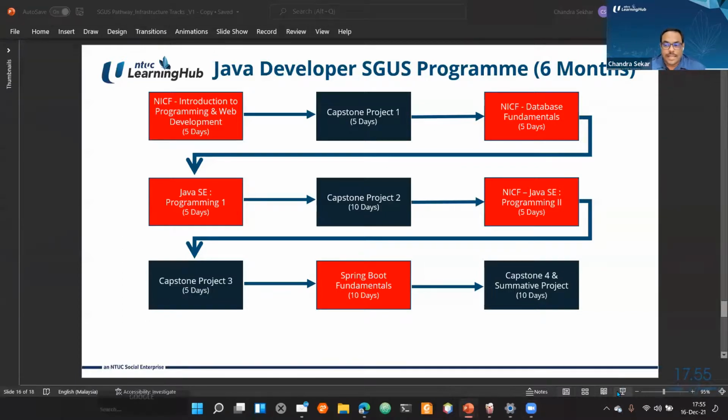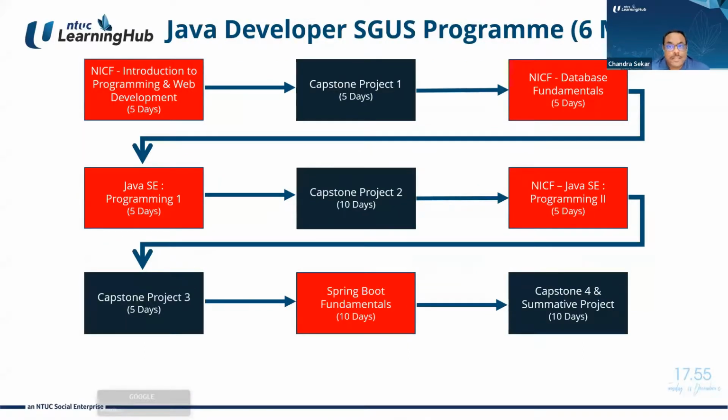As already mentioned, this is a 6 month Java developer program. We'll be starting with the introduction to programming. We expect that most of the participants who join this course are new to programming or are switching careers in search of new jobs. So we'll be introducing programming concepts, and then we'll start with web development, covering HTML, CSS, and JavaScript.